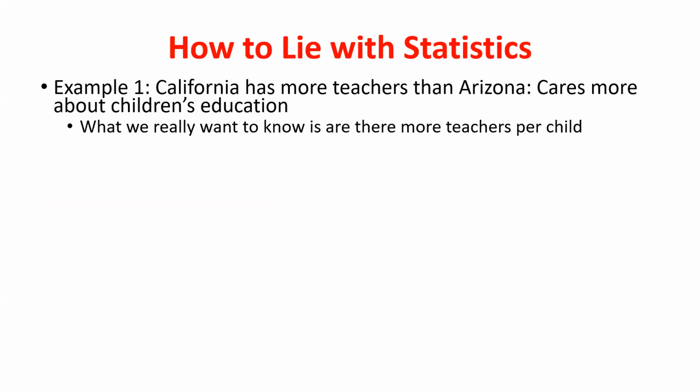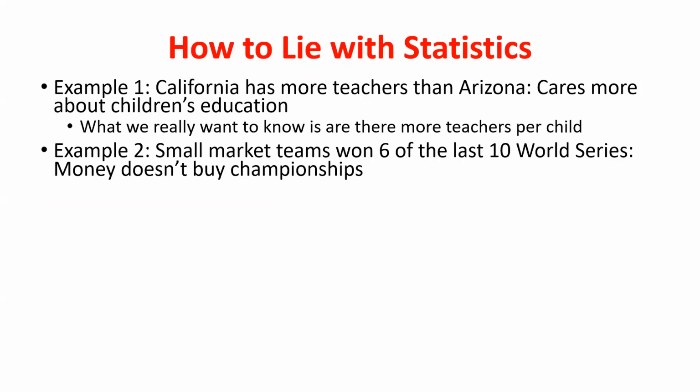Another one would be something like small market teams. These are teams that are in smaller cities in sports. They have won 6 of the last 10 World Series, and so the conclusion is money doesn't buy championships. Well, let's think about this one. Why did they choose just the last 10 World Series? What's probably true if they went back one more year?